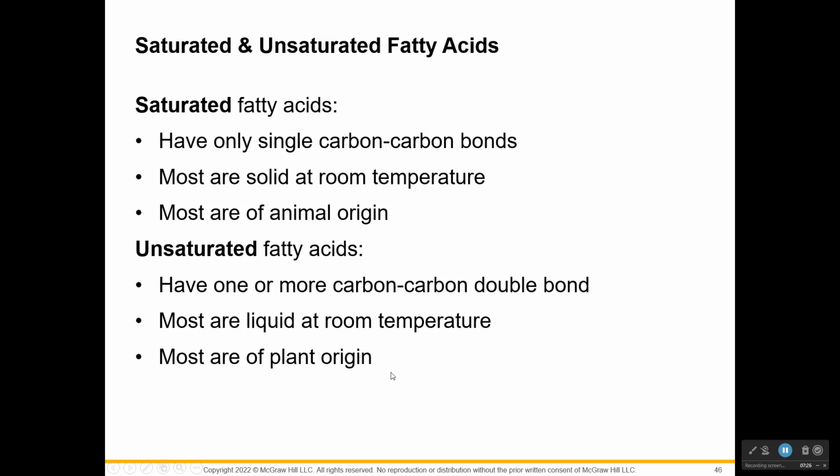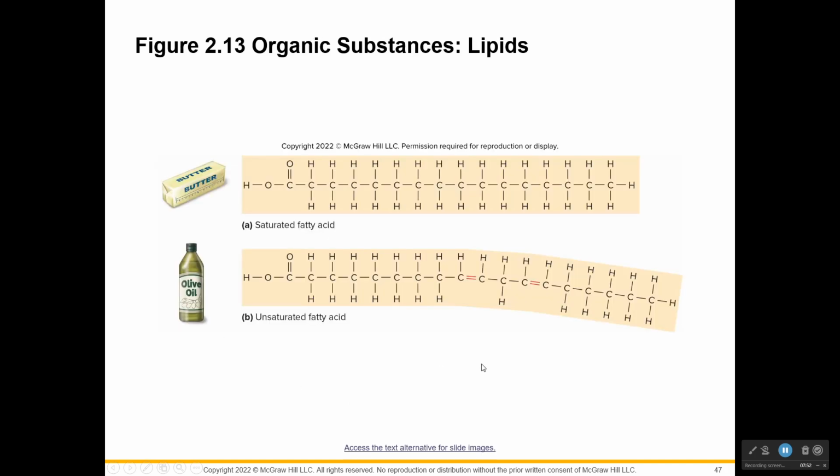So this is usually plants. Think about your oils. Canola oil, right? Corn oil. Vegetable oil. Peanut oil, coconut oil. These things are usually liquid at room temp. Now, fish oil is the only animal that has unsaturated fats mainly, and that's because it lives in water and it needs its fat to be liquid, or the fish would just be a solid thing.